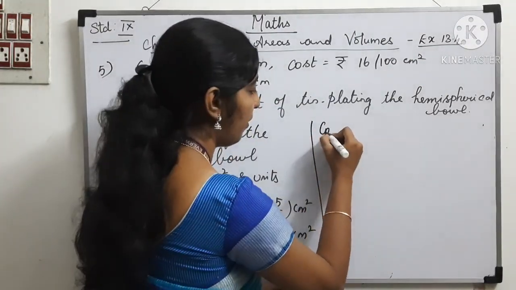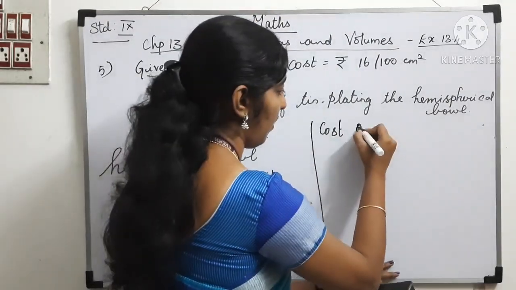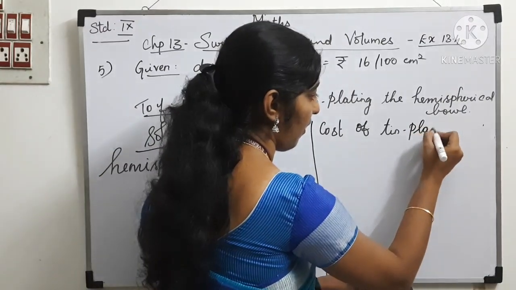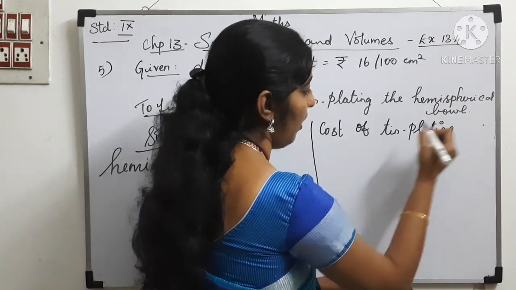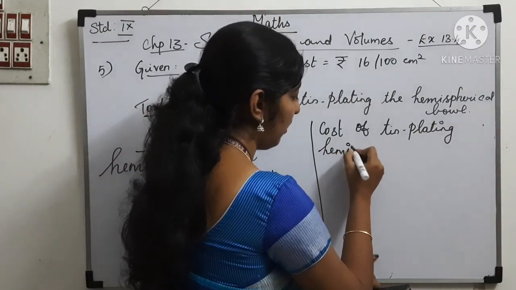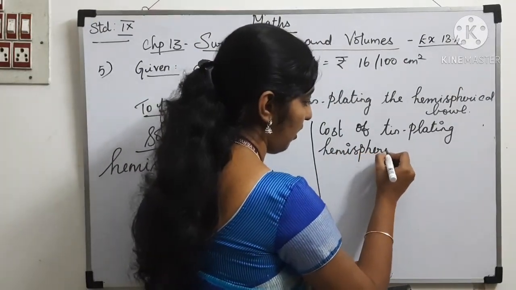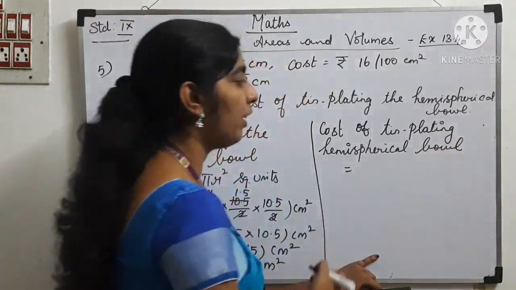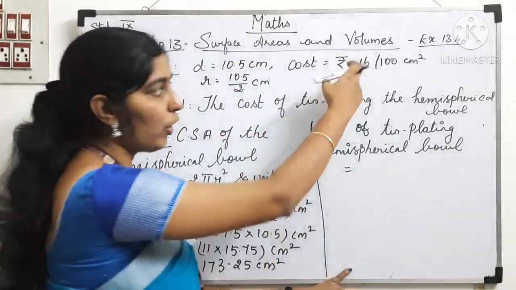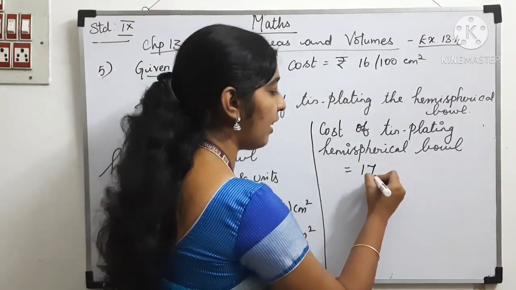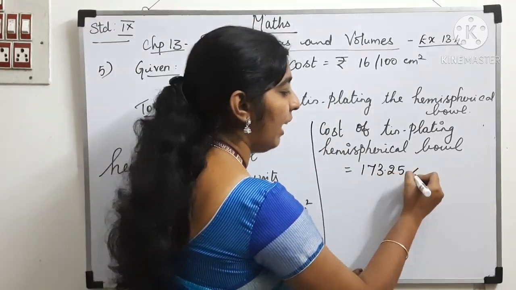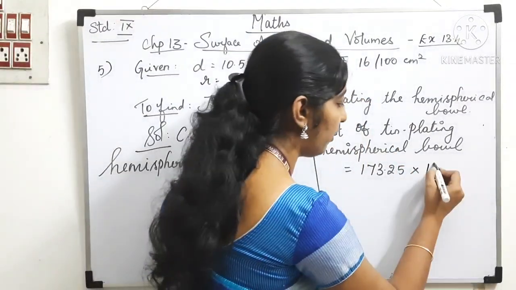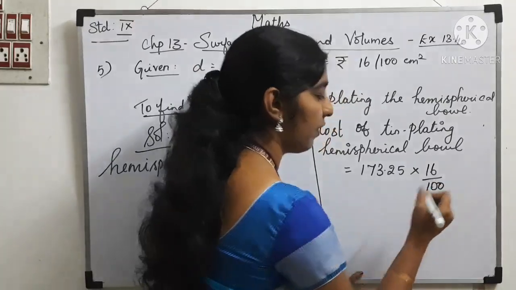So cost of tin plating the hemispherical bowl is equal to curved surface area of the hemispherical bowl into cost. Curved surface area is 173.25 into cost is rupees 16 per 100 centimeters, so 16 by 100.